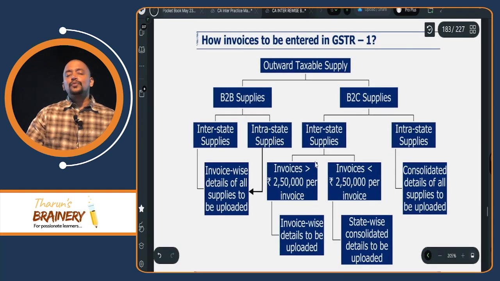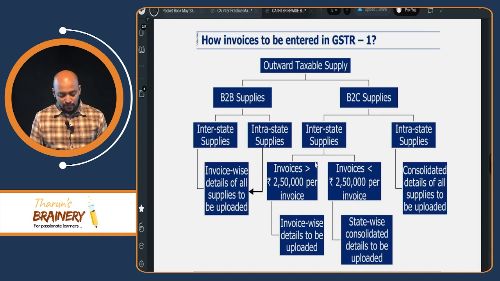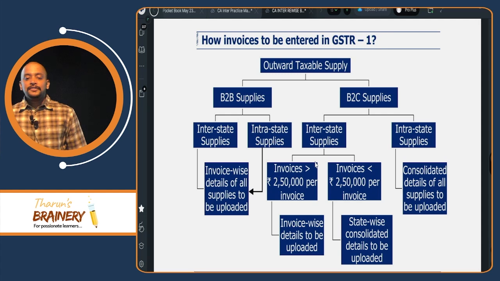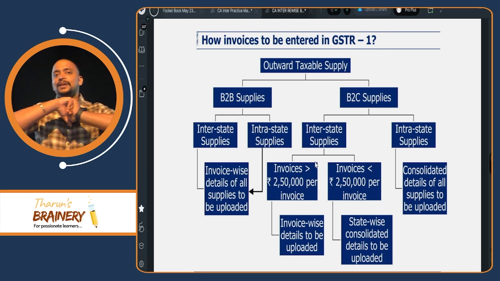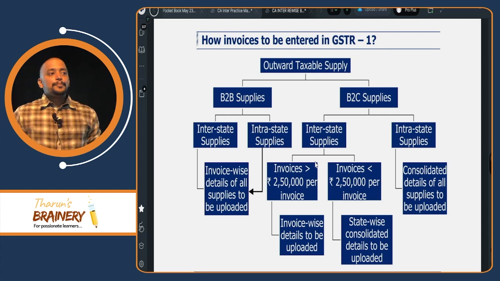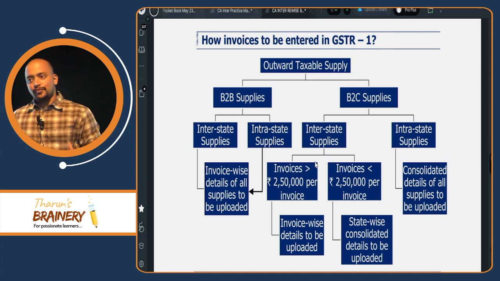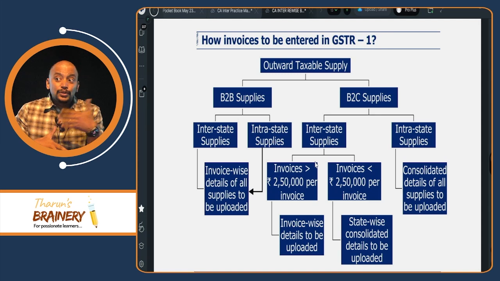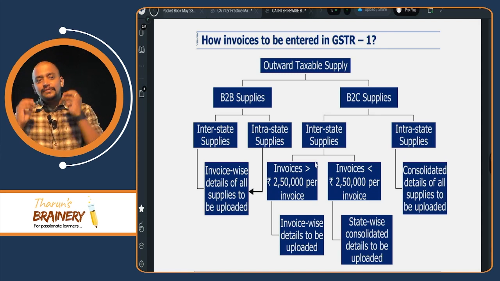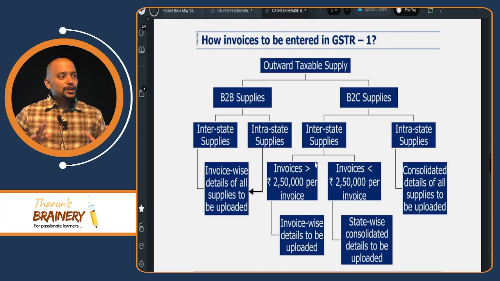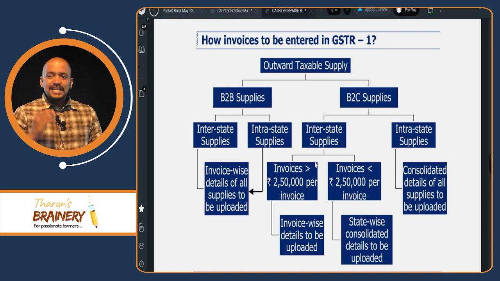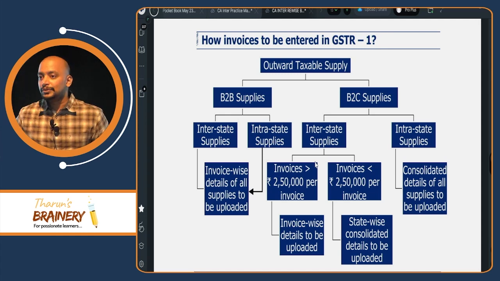Then how will invoices be entered in GSTR 1? Whether it is invoice-wise or consolidated. First, invoices will be divided into 2, that is B2B invoices or B2C invoices. If it is B2B invoices, meaning supply to a registered person, always we need to give invoice-wise. B2B invoices in GSTR 1 should always be invoice-wise. Even if it is a 20 rupee invoice, separately we need to show.